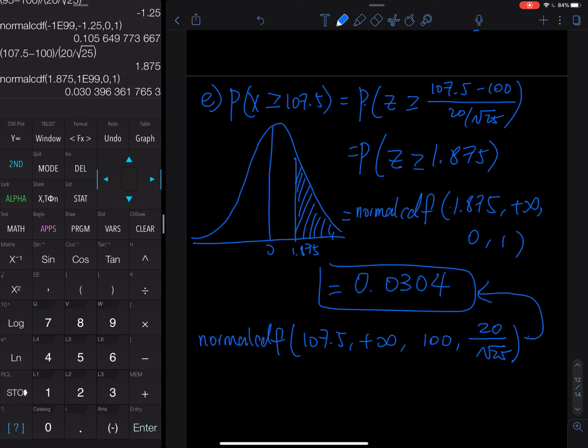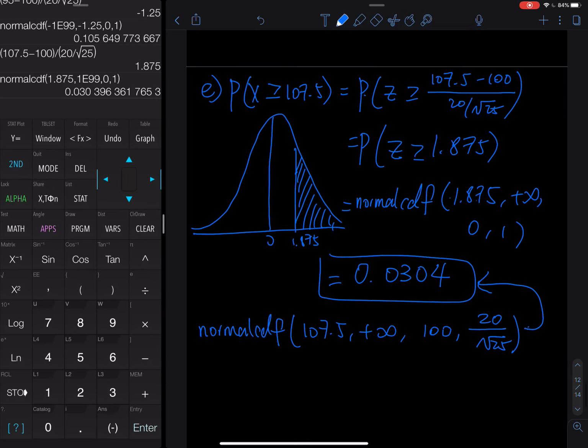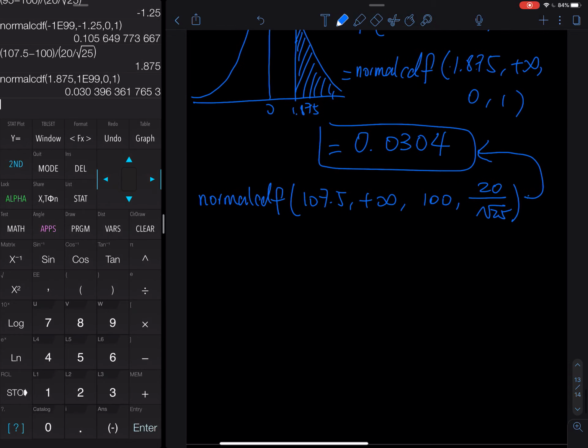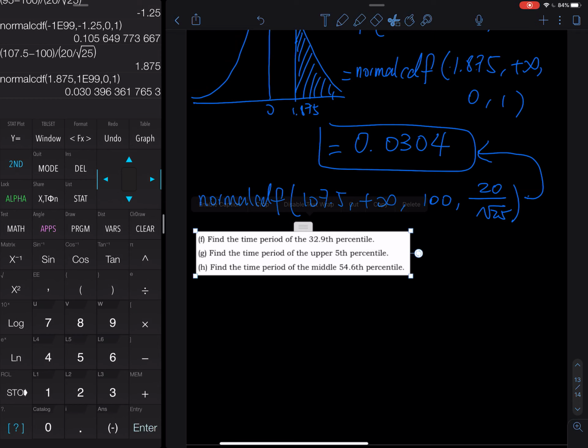I actually want to do a couple more percentile problems to practice the inverse normal distribution. So let me move up and then I will paste the problem. So this is the problem that I also want to discuss. So the first one is 32.9 percentile. I did not mention the word upper. I did not mention the word middle. So without the word upper or middle, 32.9 itself is 32.9% on the left hand side.